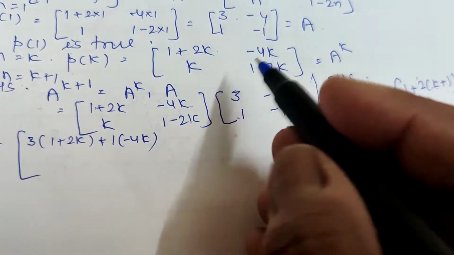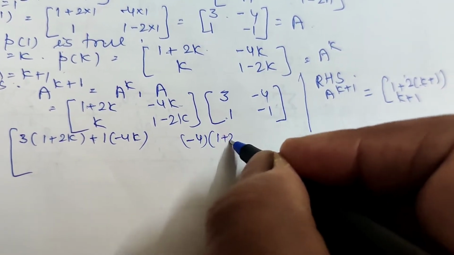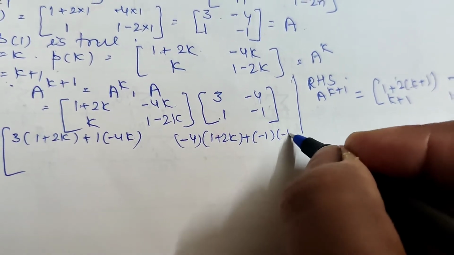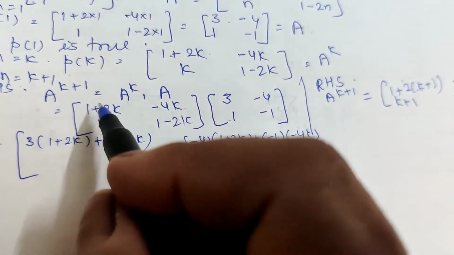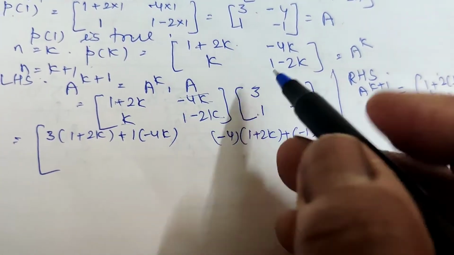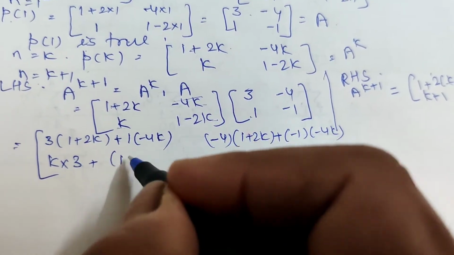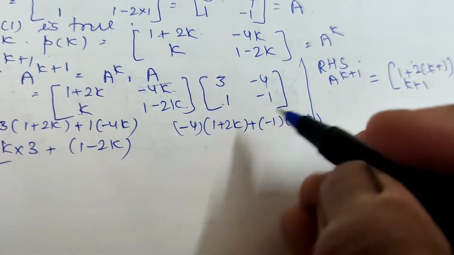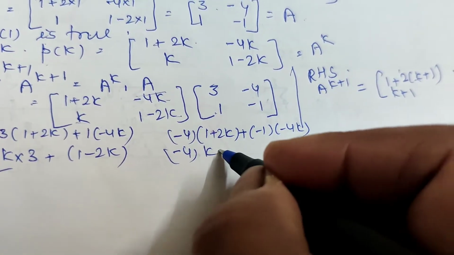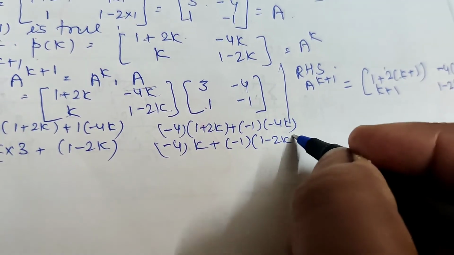Next, 1 plus 2k minus 4 multiplied to 1 plus 2k plus minus 1 into minus 4k. Product by first row first column, first row second column. Now second row: k into 3 plus 1 minus 2k, and k into minus 4 plus minus 1 into 1 minus 2k.